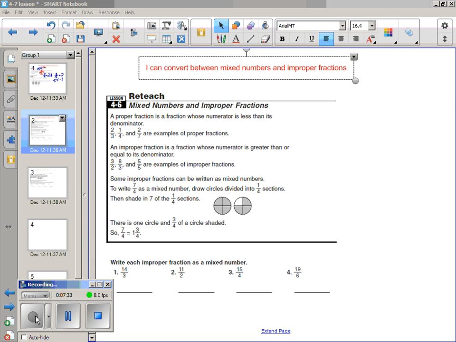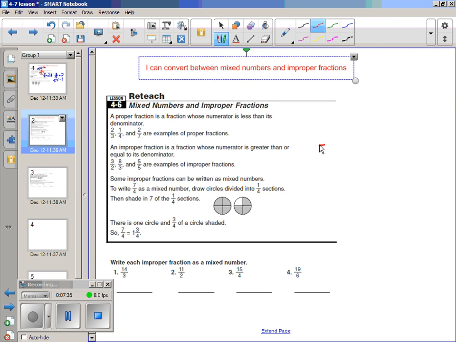Now, we can also do that by saying, how many 4s will go into 7? And just so you know, because we just did this, it's the same thing as this right here. How many 4s will go into 7? 1. 1 whole. 1 whole is 4/4. Does everybody know that? So how many 4ths do we have left over? 3/4.